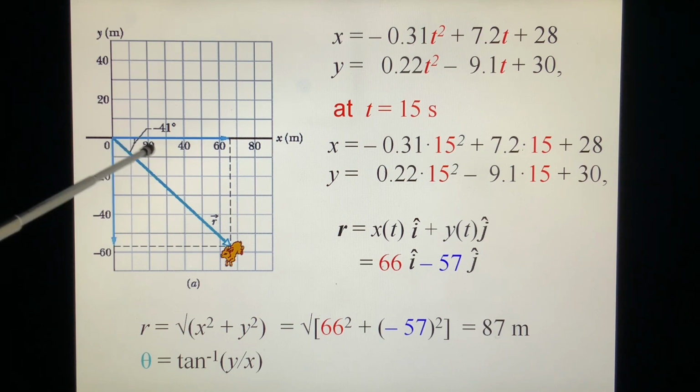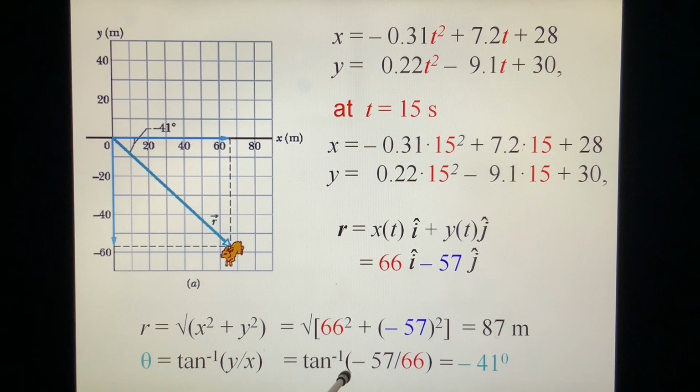And for theta, remember, tan theta is always the y component over the x component. So this is y over x. We put the numbers inside, and according to the situation we can get theta. This can have two answers, and we pick minus 41 in this situation because of the location.